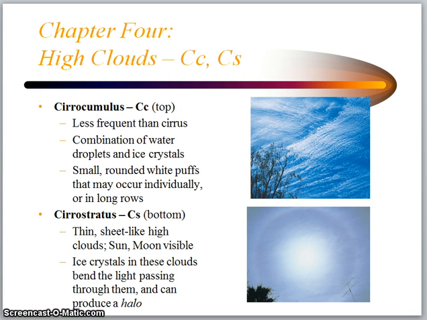The sun and the moon are dimly visible, and the ice crystals in these clouds, if the sun is at the proper angle, can actually bend the light that passes through them, which produces a halo, say around the full moon at night, or even during the day with the sun. This ends Chapter 4A PowerPoint.